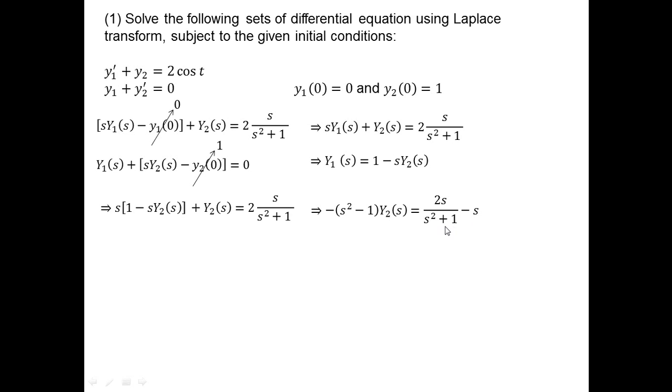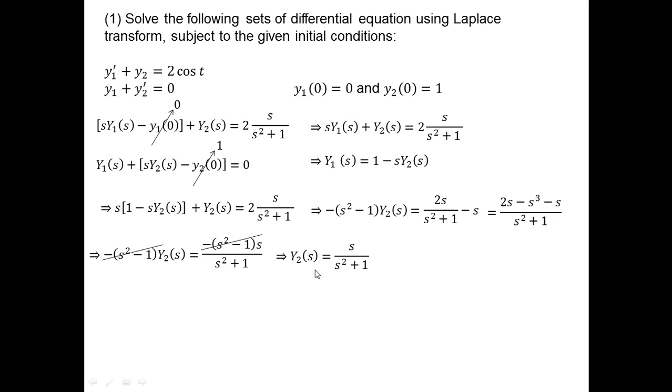If I get the common denominator for these two items, I will have 2s minus s cubed minus s over s squared plus 1. Again, I just factor out s from this one. In fact, here is minus s cubed plus s, and I factor out s from it. And as you see, on both sides, I have the item minus (s squared minus 1). These two items cancel out each other. So Y2(s) will be equal to s over s squared plus 1.